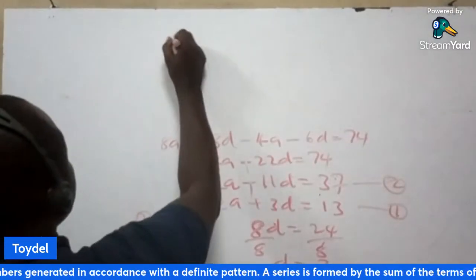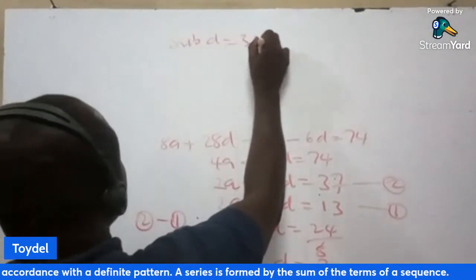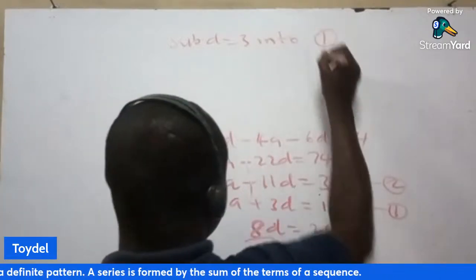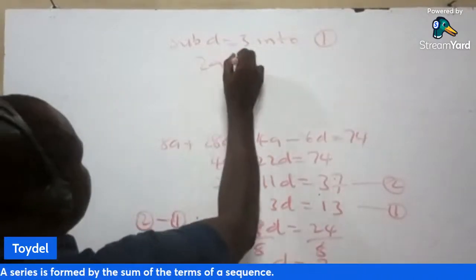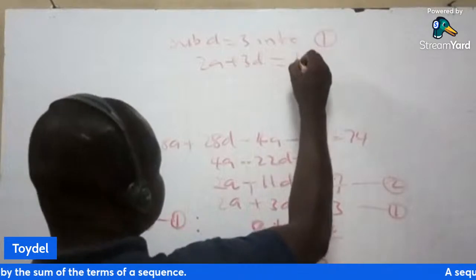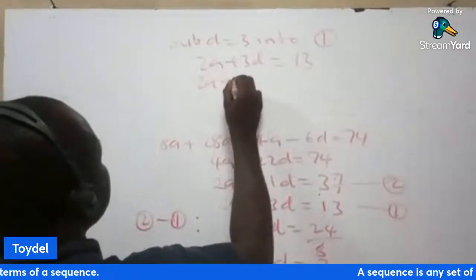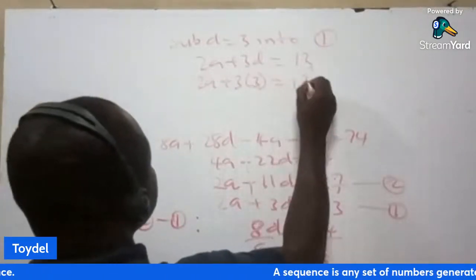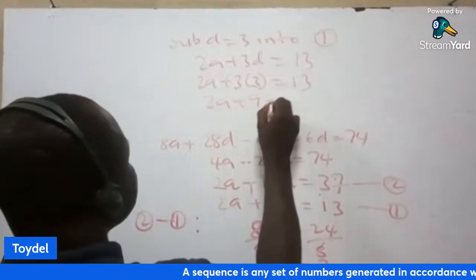We now substitute d is equal to 3 into equation 1. What is equation 1? 2a plus 3d is equal to 13. We have 2a plus 3 multiplied by 3 is equal to 13. So 2a plus 9 is equal to 13.